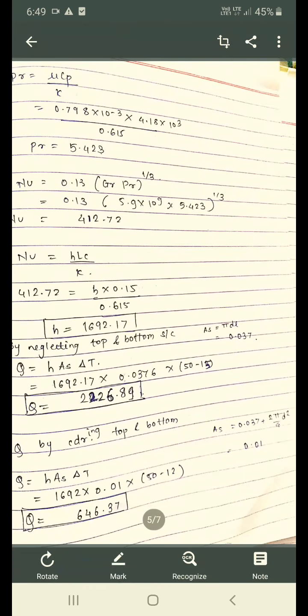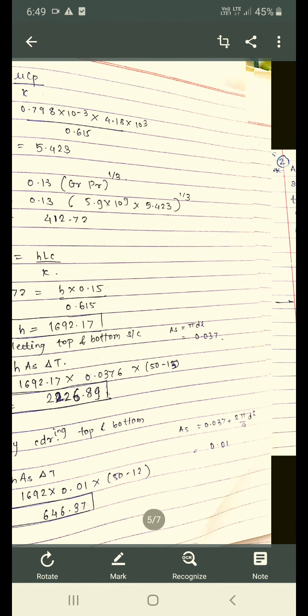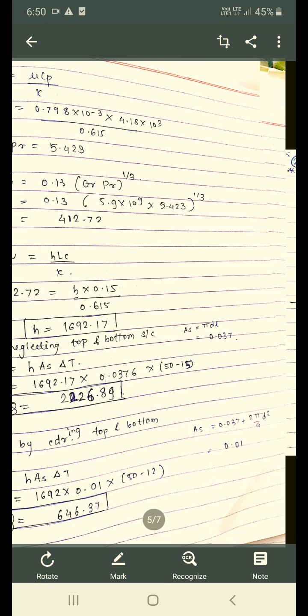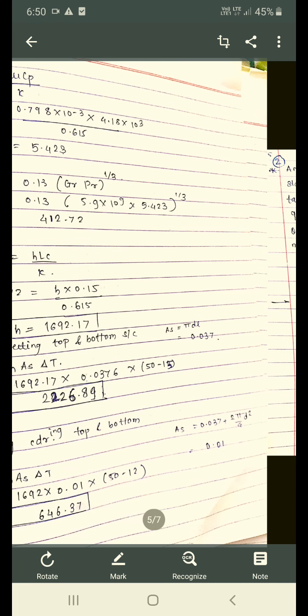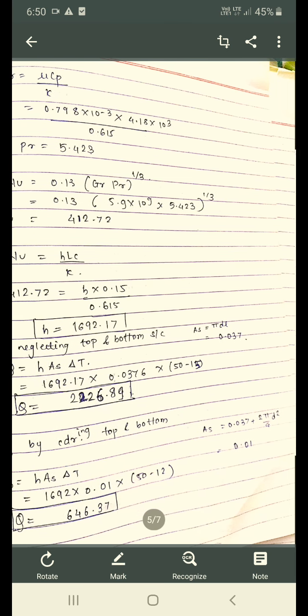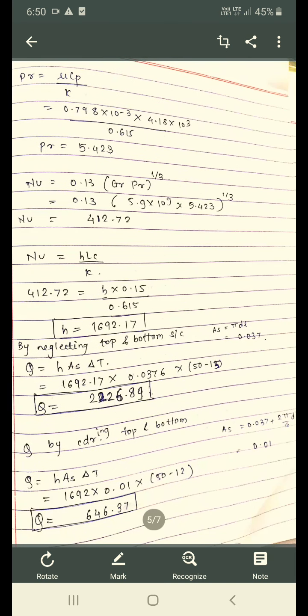If we consider the top and bottom surfaces also, then along with the circumferential area, we have to add 2 times pi by 4 D square, one for the bottom and one for the top surface. So that total area will be 0.01. Here only the area changes. Put all these values again: Q is equal to H A_S delta T. We will get the heat transfer by the cylinder, Q, equal to 646.37 watt.